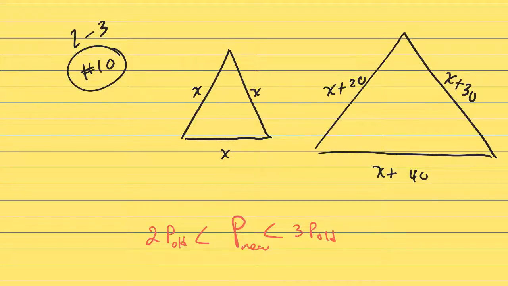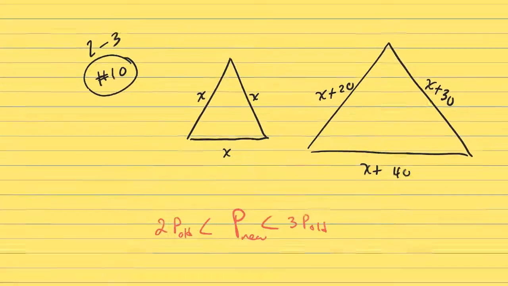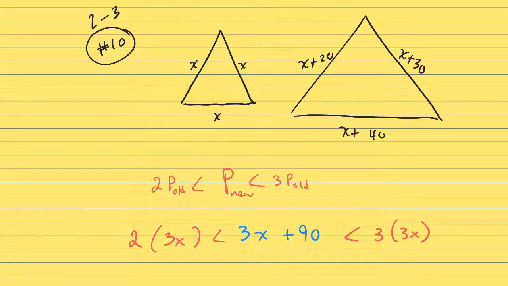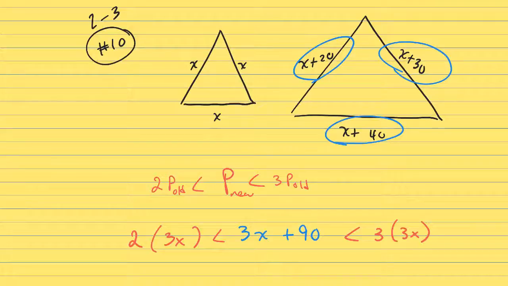Clark, help me out. Well, the old perimeter would be 3x. Agreed? So you could put 6x on the left side. Agreed? And then 9x on the right side of the inequality. And then the perimeter of the new triangle is 3x plus 90, which comes from adding all of those. Agreed. Keep going, Clark.